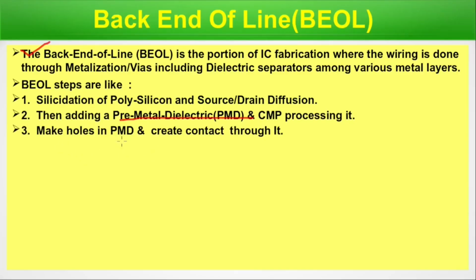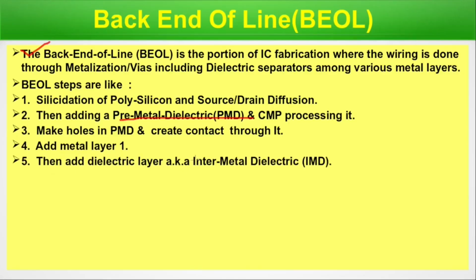Make holes in the PMD, the pre-metal dielectric, and create contacts through it. A pre-metal dielectric is fabricated and then a hole is made through it and contact is done through it. Then add metal layer 1. The first metal layer is fabricated. Then add a dielectric layer, that is the intermetal dielectric. Now the intermetal dielectric is done.